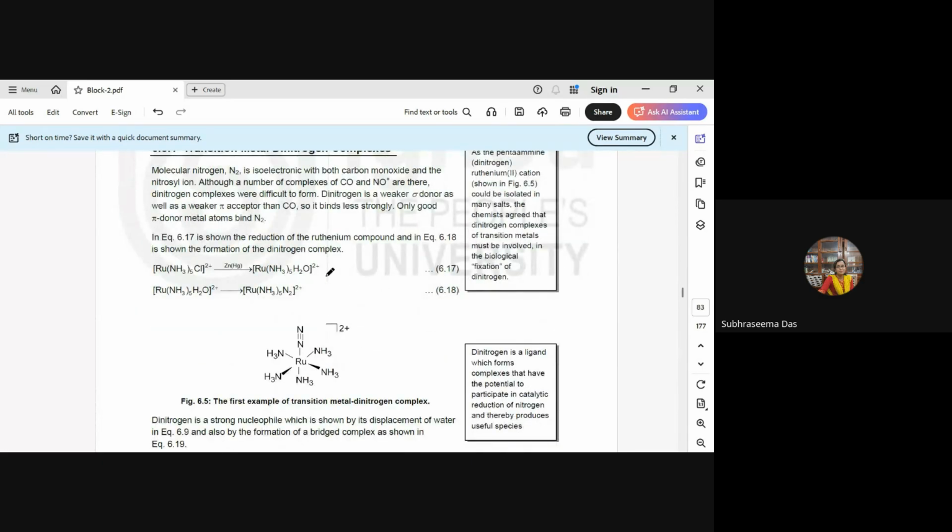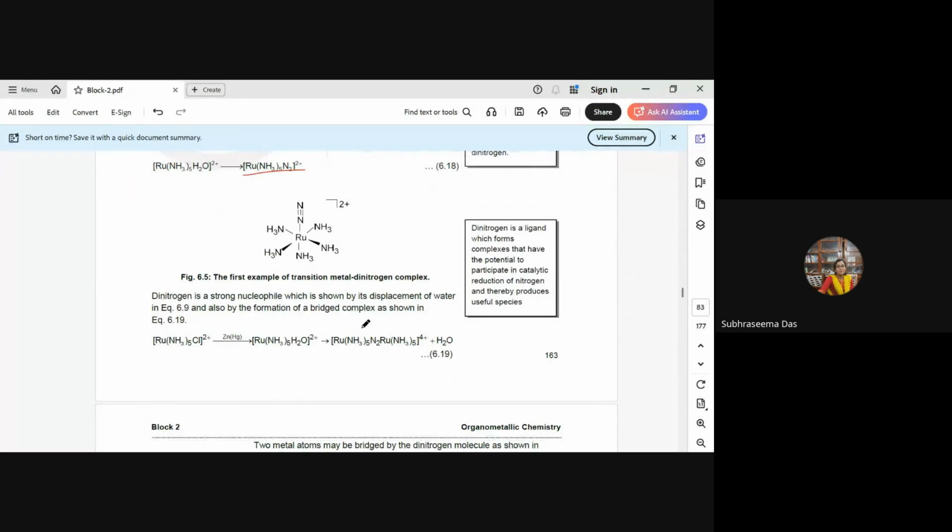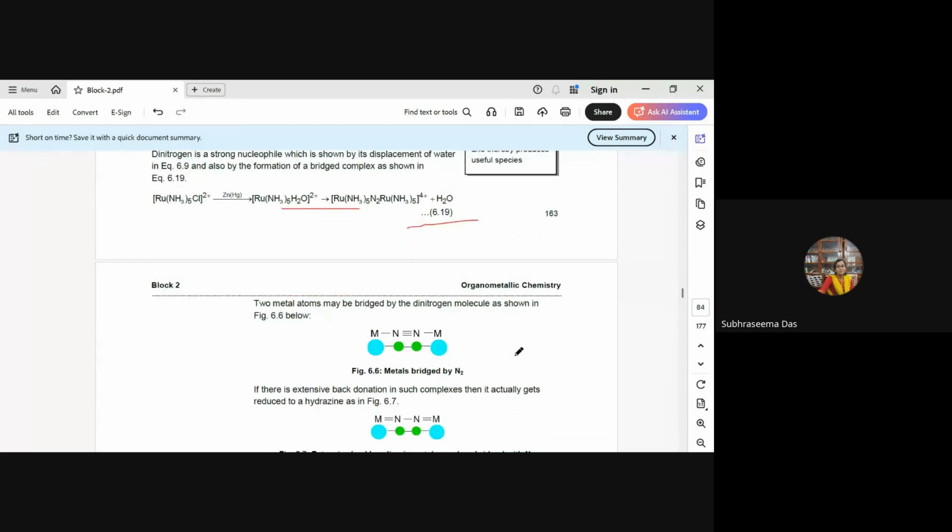Here is one example of the formation of a dinitrogen complex, shown for ruthenium. You can see in equation 6.17 how a dinitrogen complex forms. This is the first example of a transition metal dinitrogen complex, reported for ruthenium. Dinitrogen is a strong nucleophile, which is shown by its displacement of water in equation 6.9, and it forms a bridging complex as shown. The two metals may be bridged by the dinitrogen molecule, as shown here. In this case N2 is bridged by the metal on both sides.